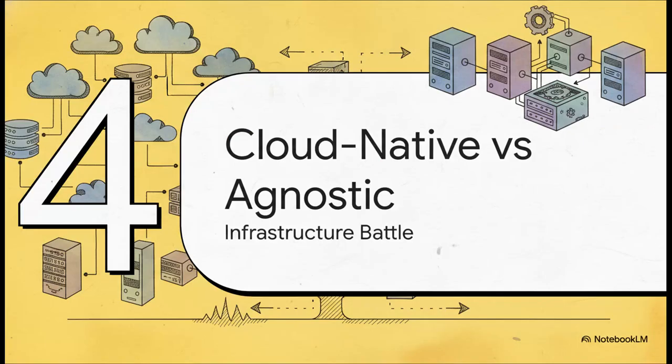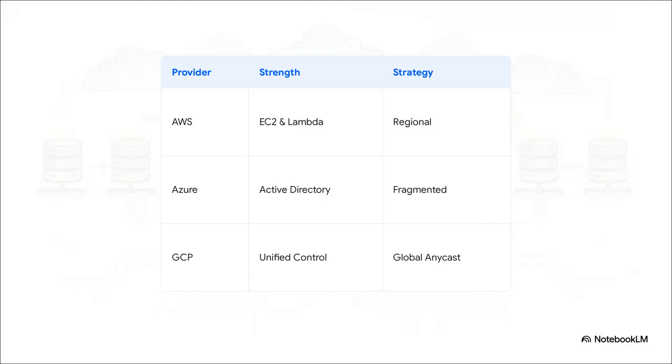Which leads us perfectly into Section 4, Cloud Native versus Cloud Agnostic. The infrastructure battle. When you look at the big three providers, you quickly realize they approach traffic with completely different philosophies. AWS provides unmatched deep integration with their own compute layers like EC2, ECS, and Lambda. But their application load balancers are regional by default. If you want to go global, you have to bolt on their Global Accelerator.